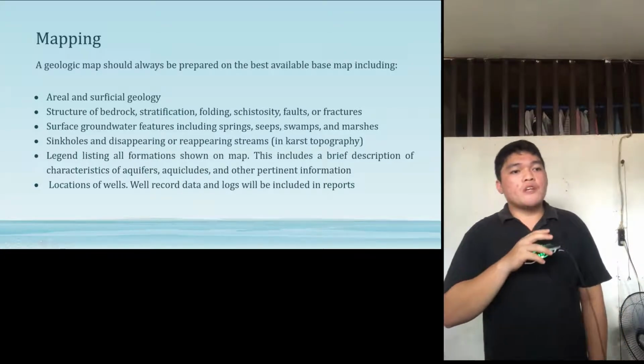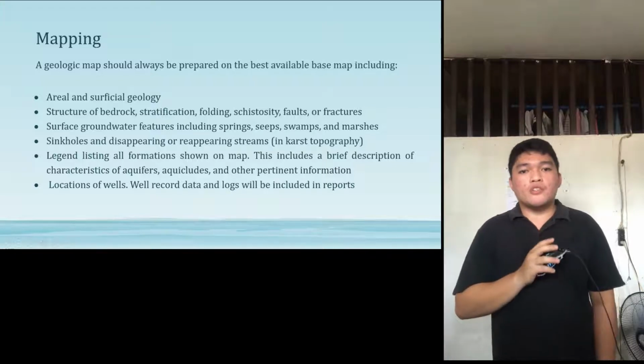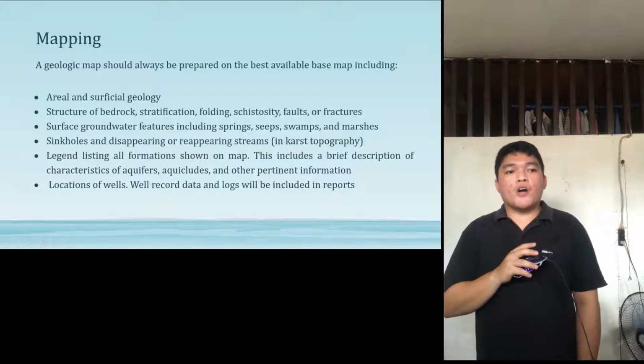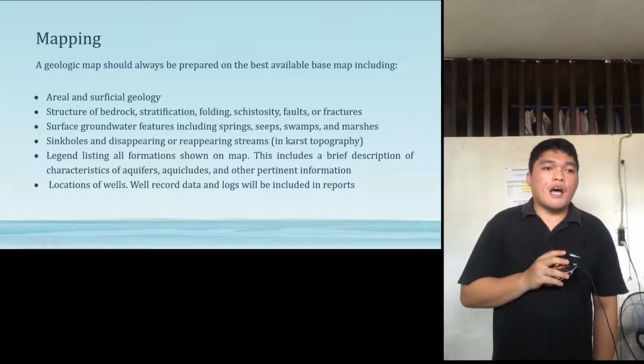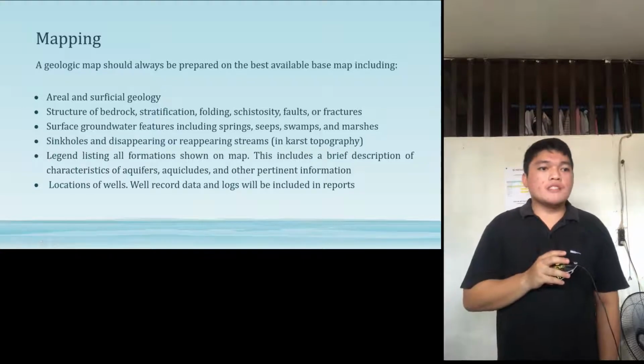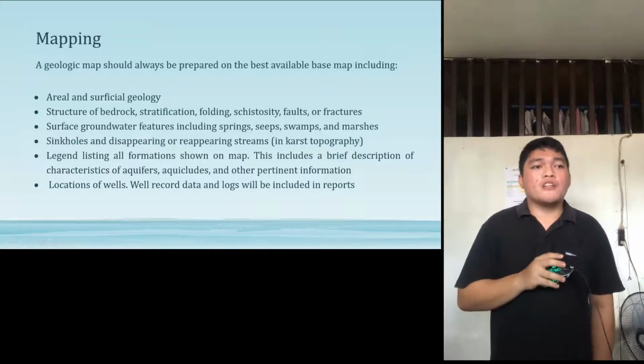Legend listing all information shown on map. This includes a brief description of characteristics of aquifers, aquicludes, and other pertinent information. Locations of wells, well record data and logs will be included in reports.